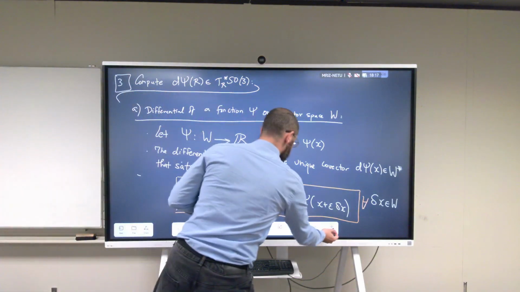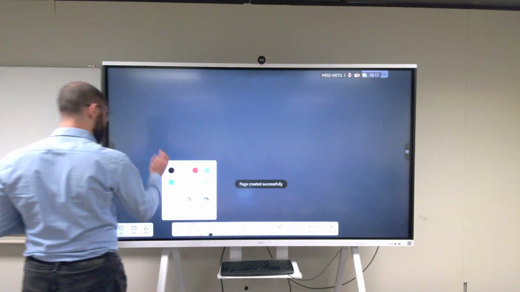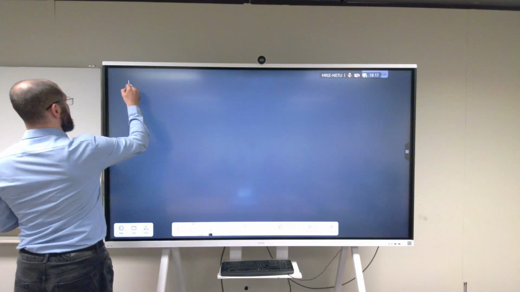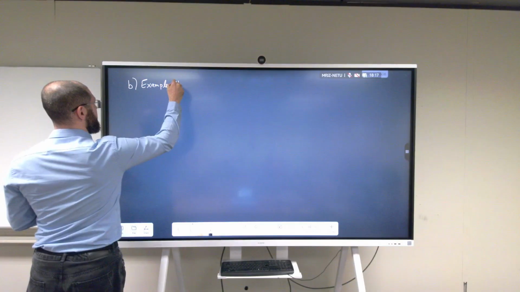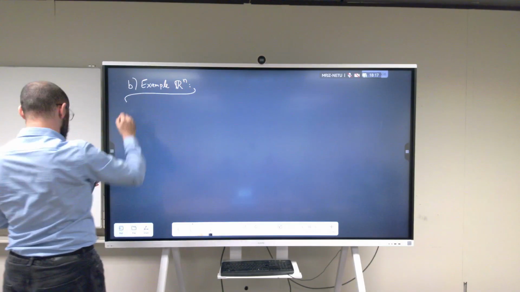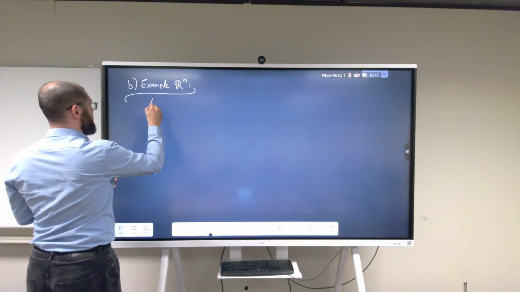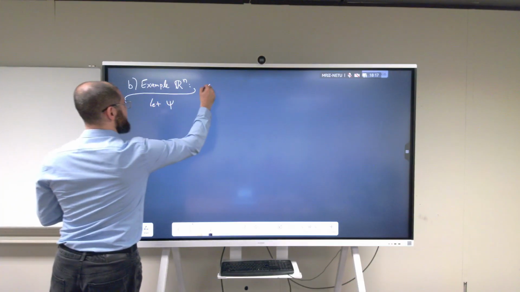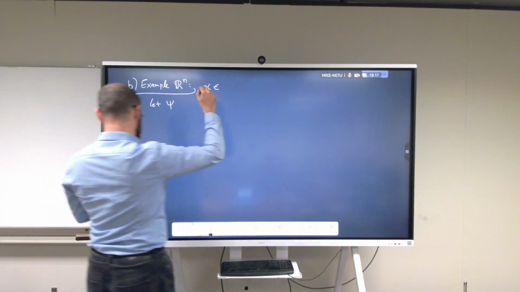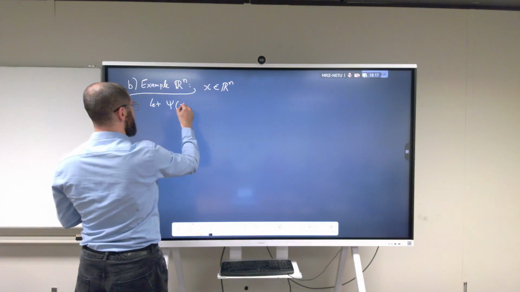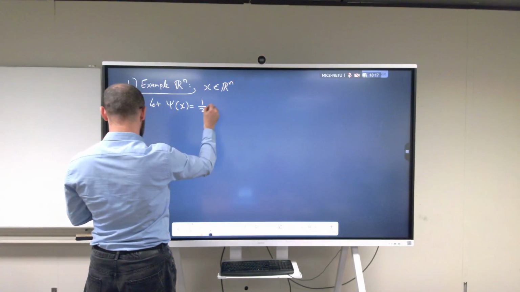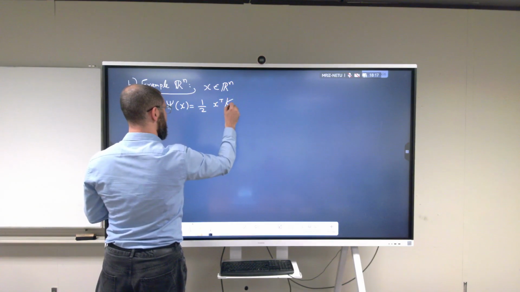Let's take an example, which is R^n. So, example R^n. Let x belong to R^n, and consider the function psi of x equal to half x transpose kx.